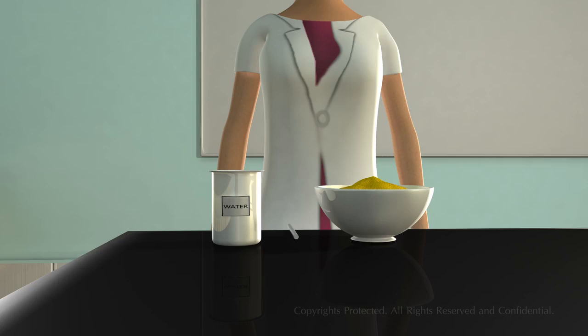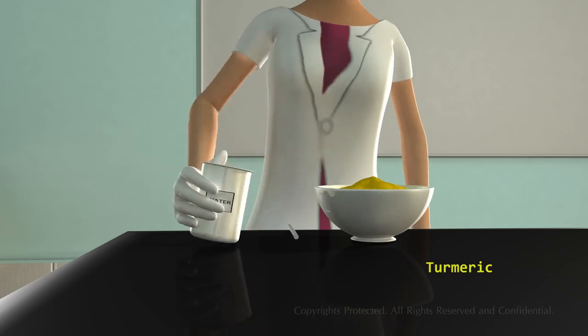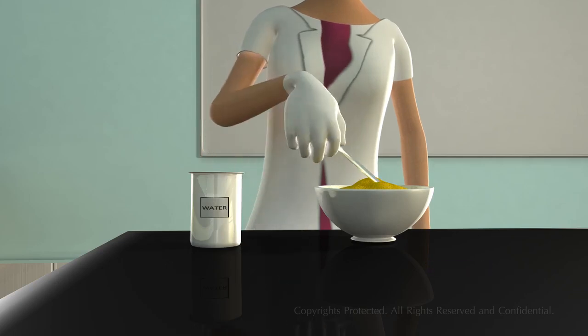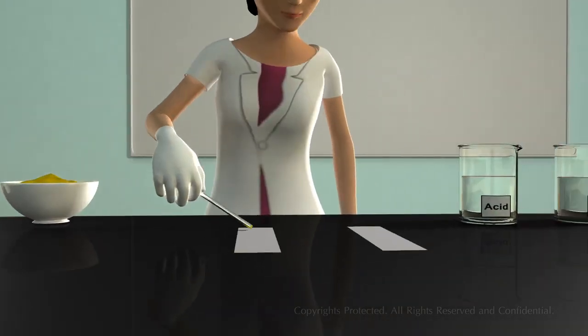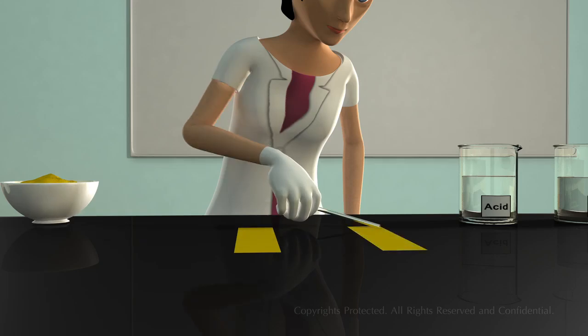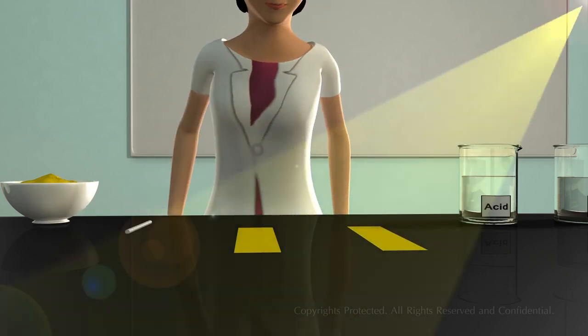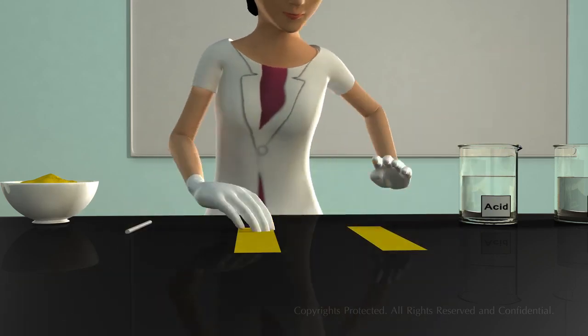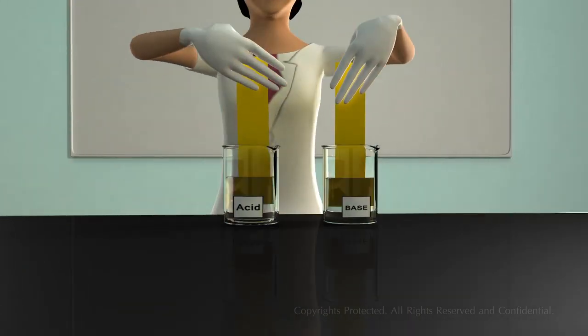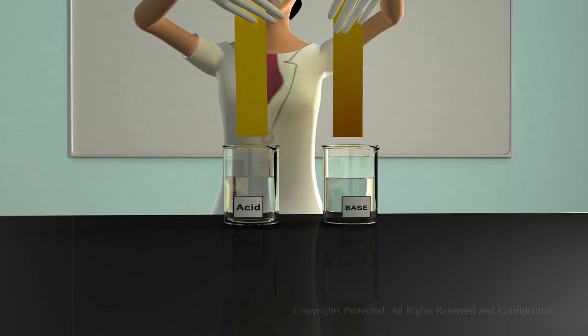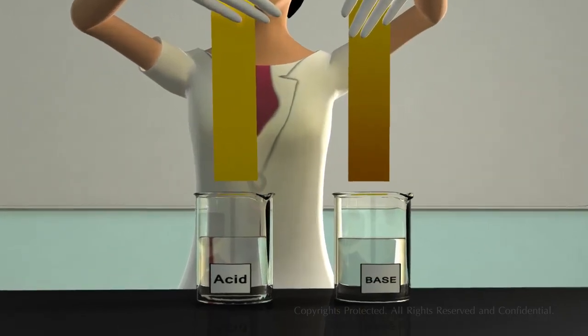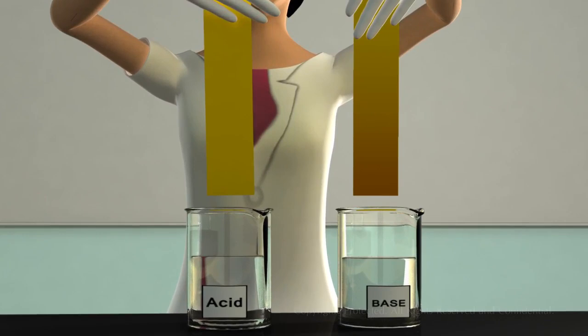Another natural indicator is turmeric. Now, let us make some turmeric paste, spread it on a paper and dry it. Now dip the papers in an acid and a base simultaneously. You can see that the paper turns yellow in acid and reddish brown in base.